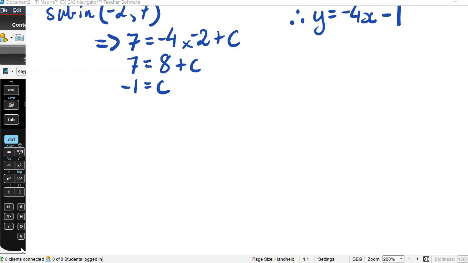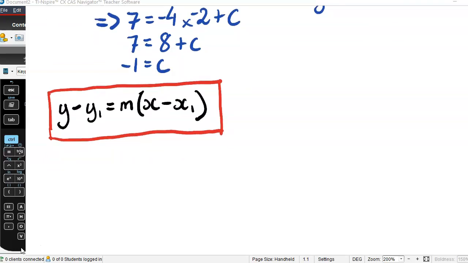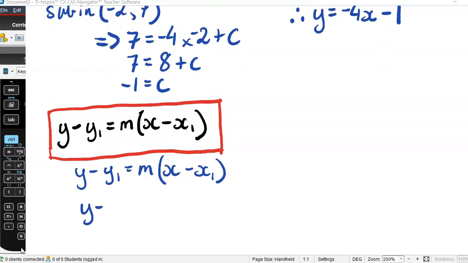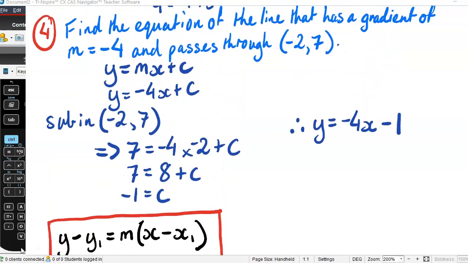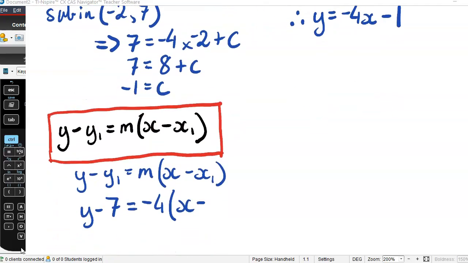Now the other way is to use a bit of a shortcut, not quite a shortcut, but it's useful to know. So y minus y1 equals m times (x minus x1). Okay, so that's a useful sort of formula. You see I've written that up on Compass. So let's do the same process, but this time using that. Okay, so y minus y1 equals m(x minus x1). All right, so y minus y1, so we're using our point (-2, 7). So that's y minus 7 equals m is our gradient, which is -4, times x minus the x coordinate that we've been given, so minus -2.